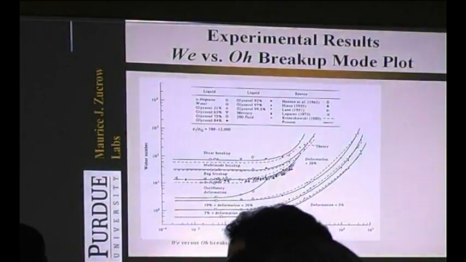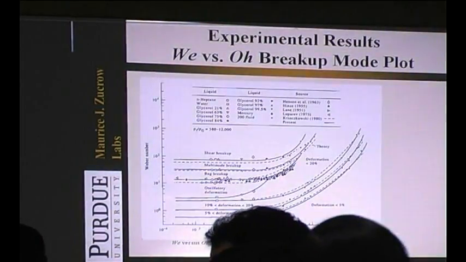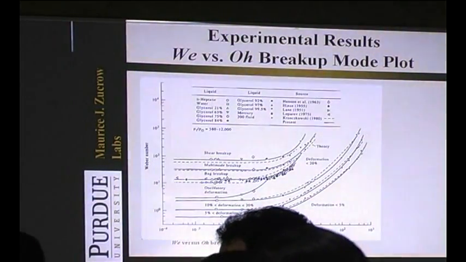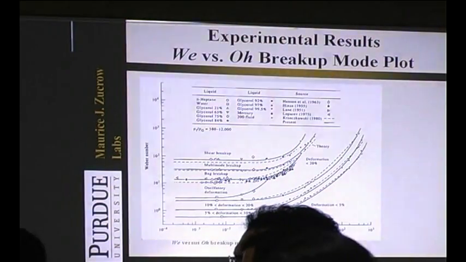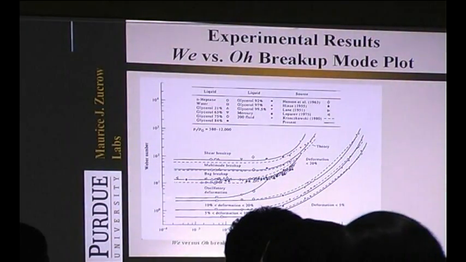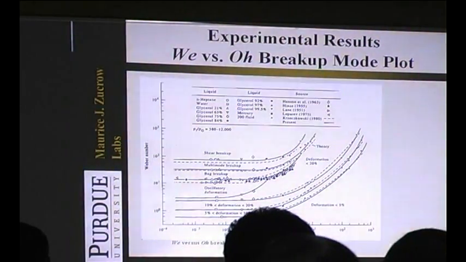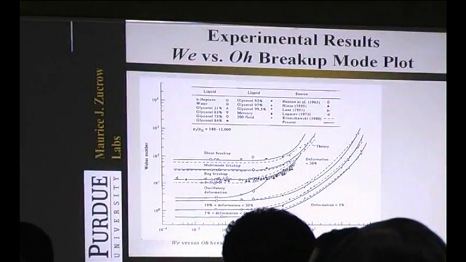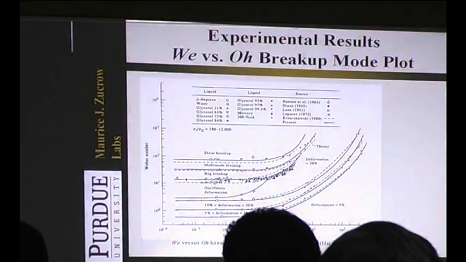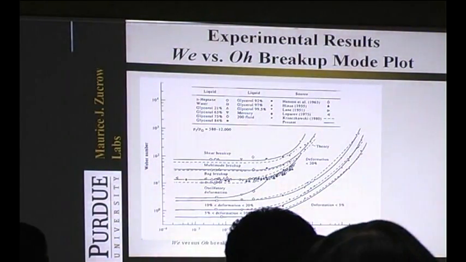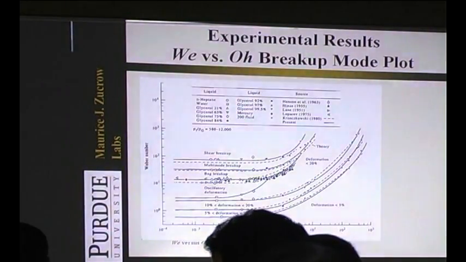One other piece of information that is notable for this figure is that if you notice a Ohnesorge number of about 0.1, these lower boundary lines all begin to turn upward and to the right. The Ohnesorge number of 0.1 is when viscous effects become important.